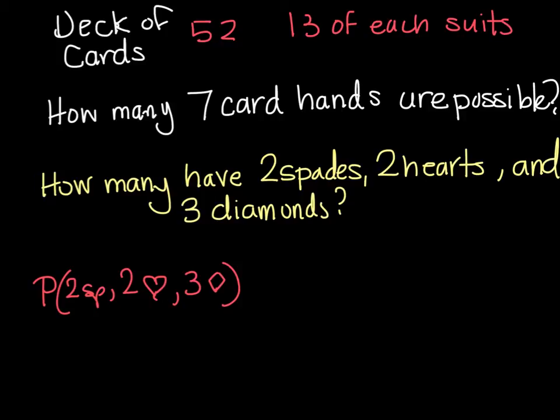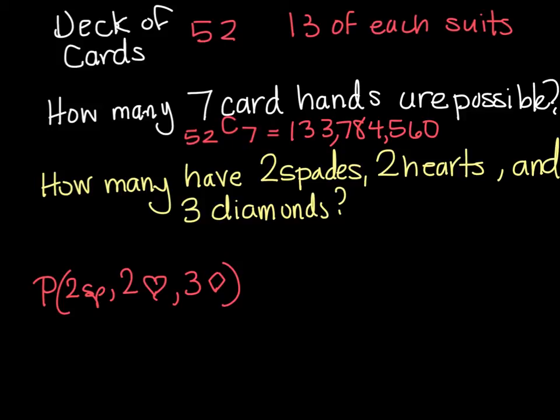Well, if there's 52 cards total, hands of cards are always combinations, so that would be 52C7, which is a large number. 1, 3, 3, 7, 8, 4, 5, 6, 0. 133 million. All right. How many of those 7 card hands have 2 spades, 2 hearts, and 3 diamonds? Well, that's going to be a lot more specific, so that's going to be a lot smaller number.